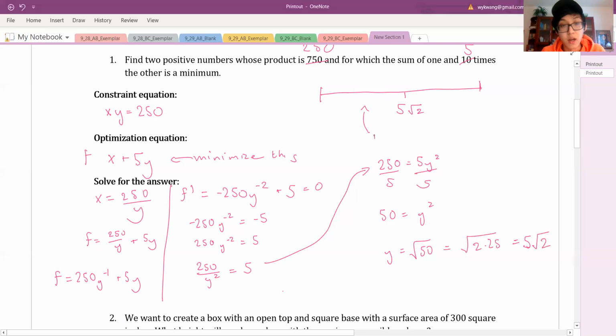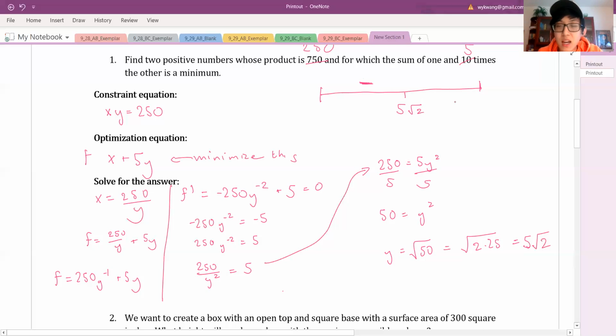So when we plug in 1 here, I'm going to get f prime, right? F prime's over here. So I'm going to get f prime is equal to negative 250 times 1 plus 5, right? So that is equal to negative 250 plus 5, which is equal to negative 245. So it's clearly very negative, right? So basically, if you're doing this for your problem, you're just going to plug in a value to the left of 5 root 2 into your derivative equation.